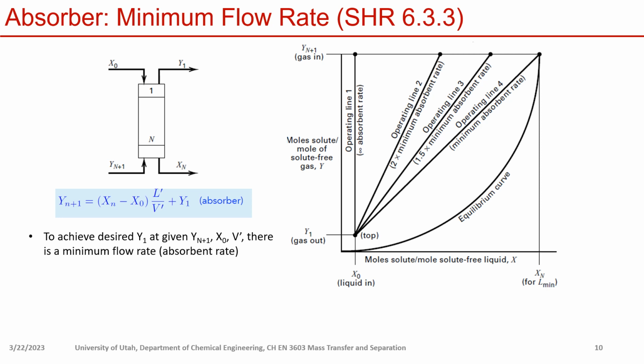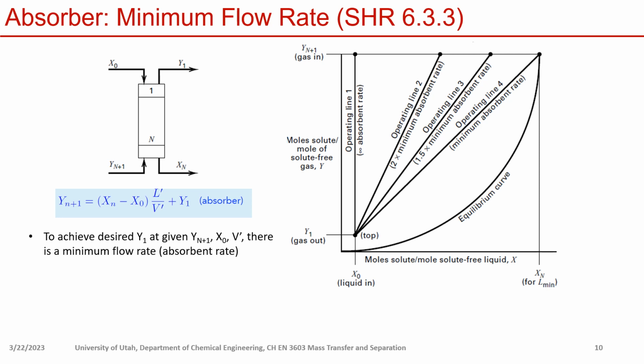To reduce the operational cost, we want to use as little liquid absorbent as we can. That will greatly reduce the operational cost. Then we can just keep reducing L, and the slope of this operation line will also reduce. But eventually it's going to cross the equilibrium curve at this point. That is the minimum flow rate, because at that flow rate, your liquid absorbent will be saturated when it exits the absorption tower.